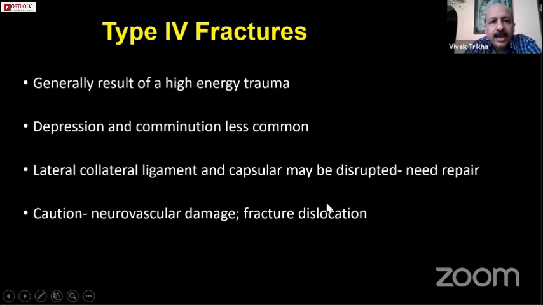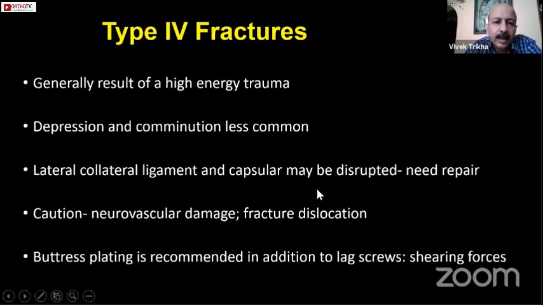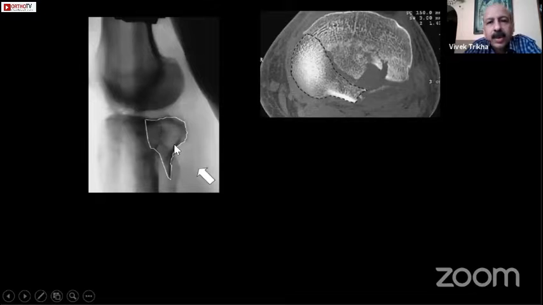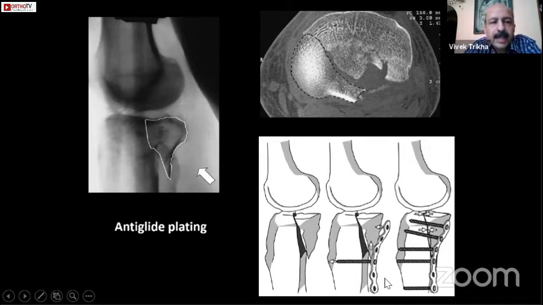We all know type 4 fractures are high energy, medial condyle, probably and mostly related with dislocations, and ligamentous injuries can be there. Most of them require a unicondylar buttress plating with a lag screw. You just cannot put in lag screws alone because the shearing forces are pretty high. So remember that if you have a proximal tibia type 4 fracture, ideally it should not be fixed just by anterior to posterior screws, and you require an anti-glide plating because that is going to give you good forces to resist the shearing forces.